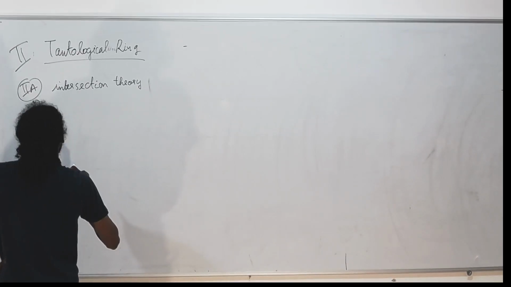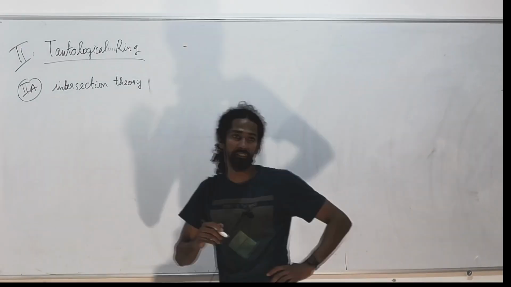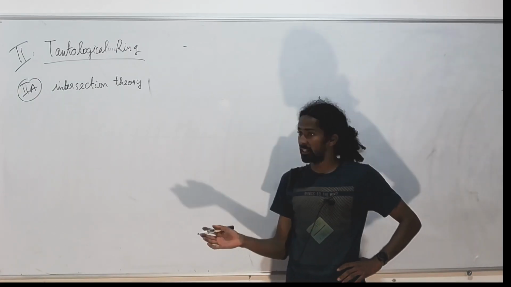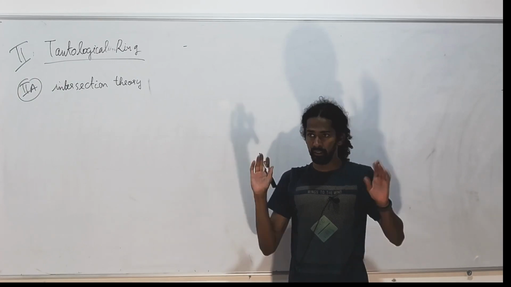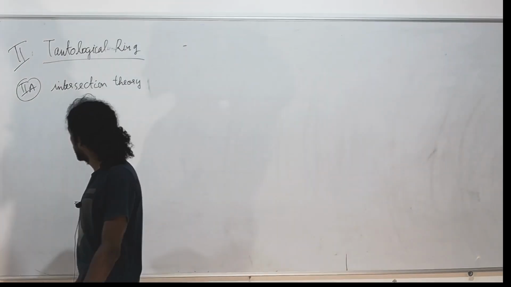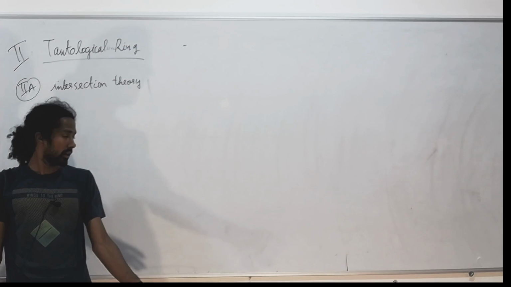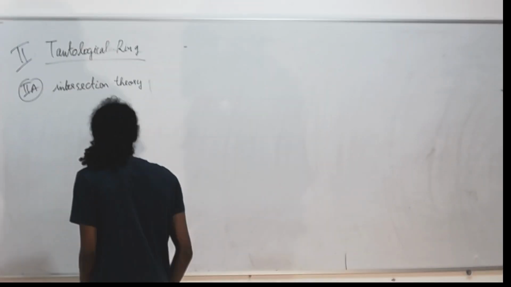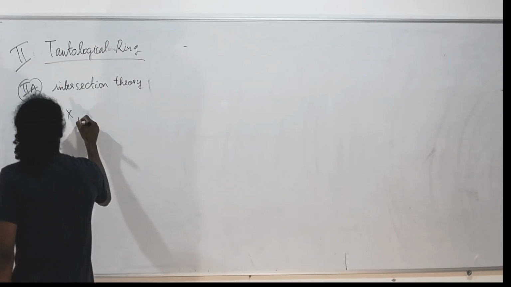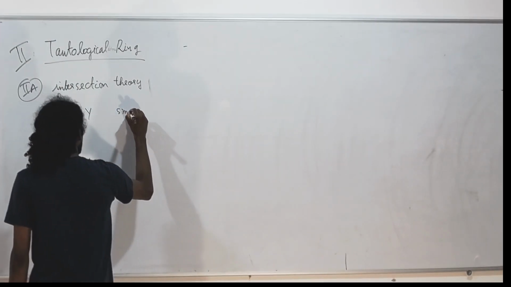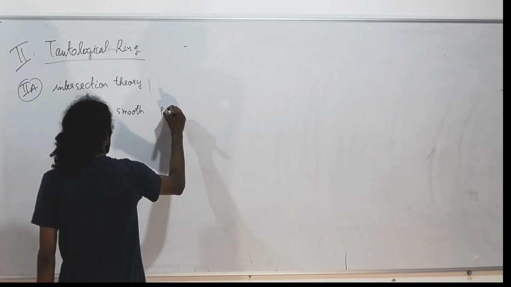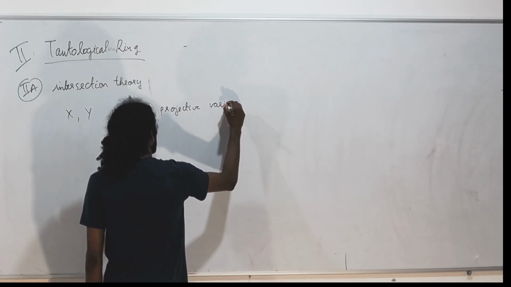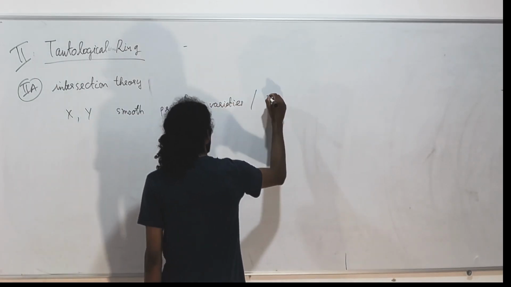Okay, so I want to talk about a little bit of intersection theory, and here I'll really pretend that things are, if you want, smooth projective varieties or compact manifolds, and I will tell you a couple of things that you have to be careful about when you're working with orbifolds or stacks. So let's say X, Y are smooth projective varieties, so compact.